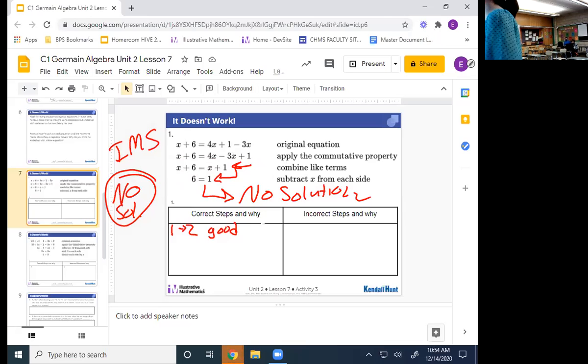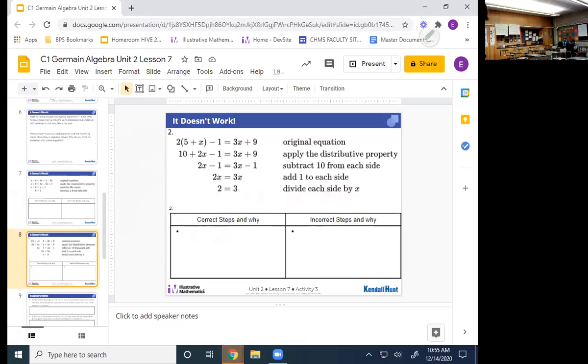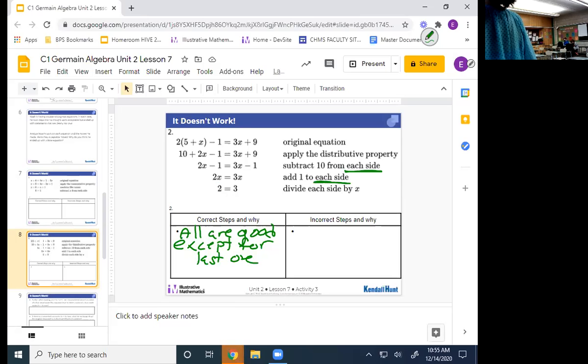Now let's take a look at the next one here. Number 8. Let's look at what he did here. All of his steps here, except for the last one, are acceptable. I'm going to erase that now. So all of them are good, except for the last one. Because applying the distributive property maintains equity, subtracting 10 from each side maintains equity, adding 1 to each side maintains equity.